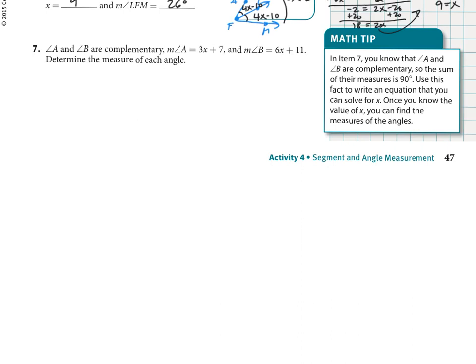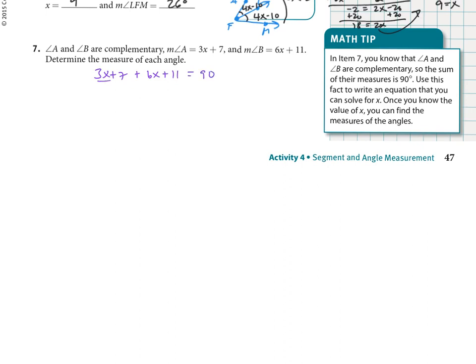So it gives a little bit of a tip on the right side. It says here in this problem, you know that A and B, those measures of those angles, you know that they're complementary. So their sum has to be 90 degrees. We're going to use that fact to write an equation where we can solve for x. And once we know the value of x, then we can find the measures of the angles. So taking the advice that we were given, we know that 3x plus 7, we add that to 6x plus 11, and that is going to equal 90 degrees.